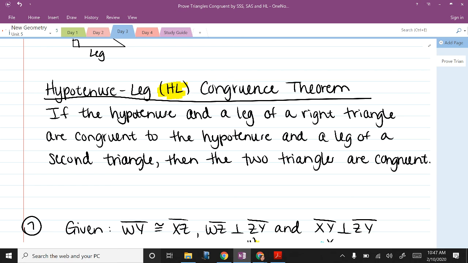All right, the hypotenuse leg theorem, you only need two things congruent. You need one pair of legs congruent, and the hypotenuse congruent for two triangles. This only works for right triangles because right triangles are the only ones we have legs and hypotenuses for, right? So if you have a hypotenuse and a leg of one right triangle congruent to the hypotenuse and a leg of another right triangle, then the two triangles are congruent.